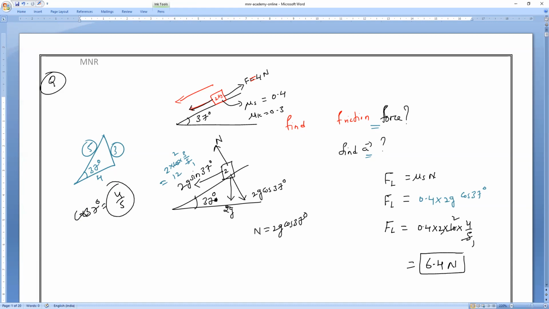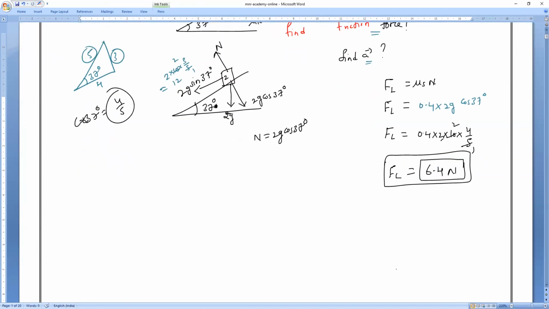6.4 newtons. Am I right or wrong, all of you? Yes, sir. So what is the limiting friction, everyone? Limiting friction is 6.4 newtons. Now, let me draw the free body diagram of this one.